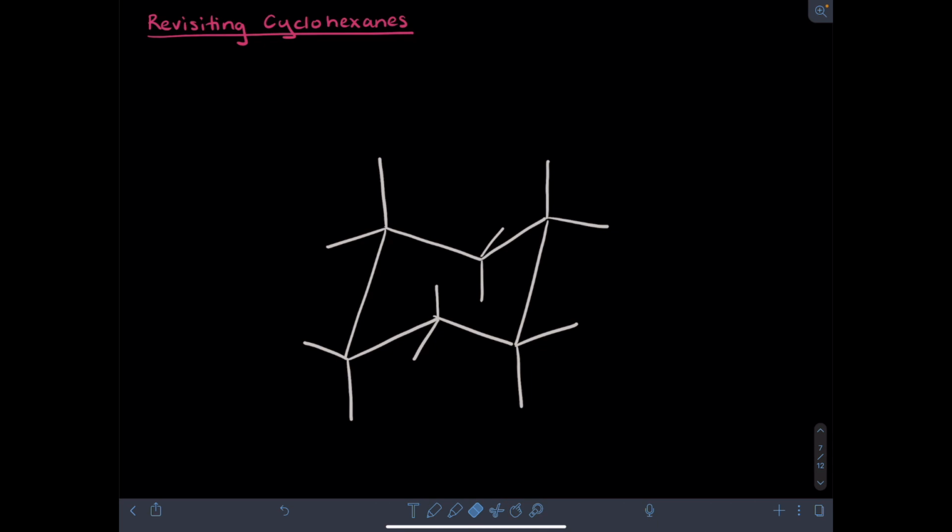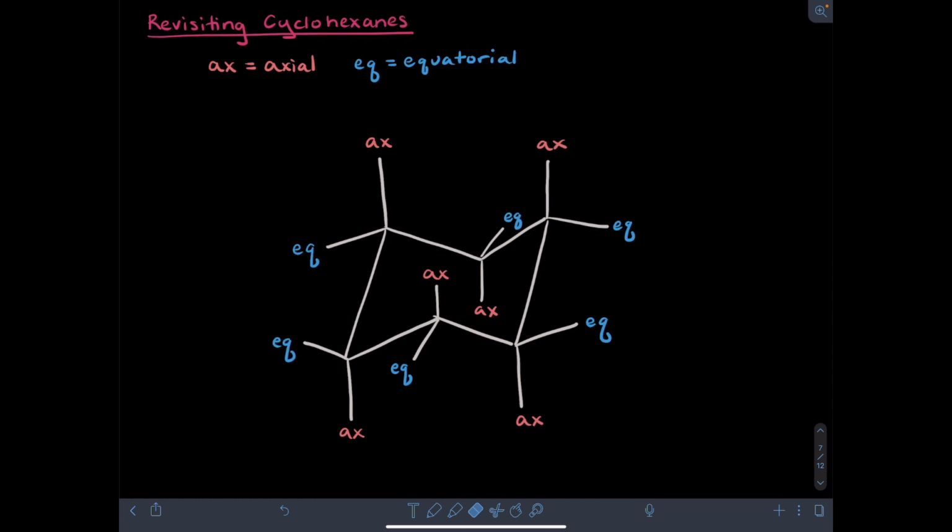Here I've drawn out one chair conformation of a cyclohexane, and each of the substituent positions off of it. The substituents that are pointed straight up or straight down off of the cyclohexane are the axial ones, and the ones that are pointed out away from the ring toward the side are equatorial ones.